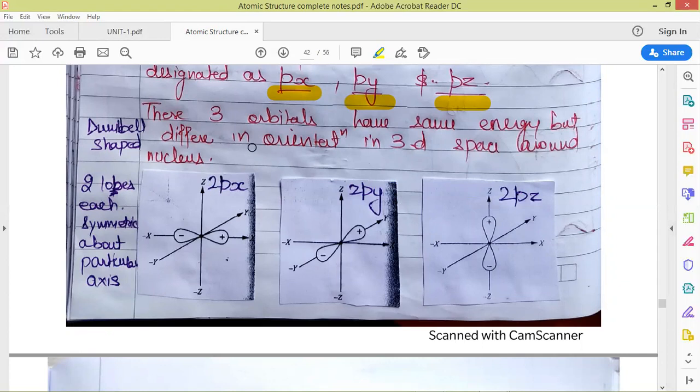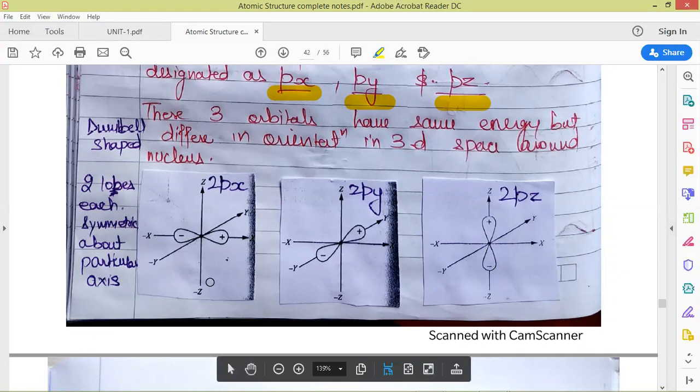These three orbitals are represented as shown below. They have the same energy, so whenever we write these three orbitals, we write them together, because they have equal energy and they just differ in their orientation in three-dimensional space. Say we have a three-dimensional space with three Cartesian coordinates. This is the x-axis, this is the y-axis, and this is the z-axis.